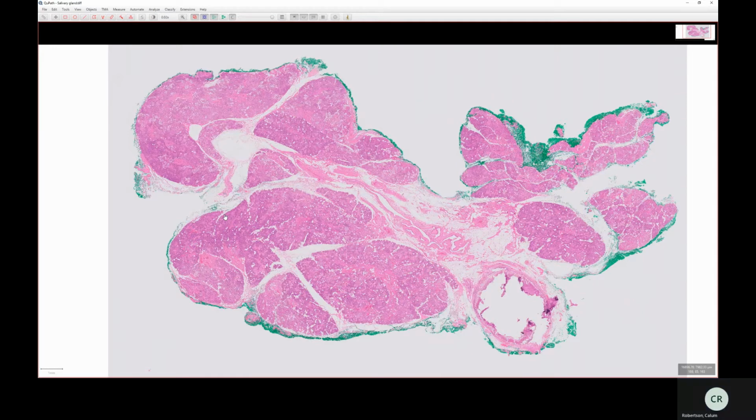So you'll come across them later in your training, most likely, but it's useful to have seen a normal salivary gland to start you off.